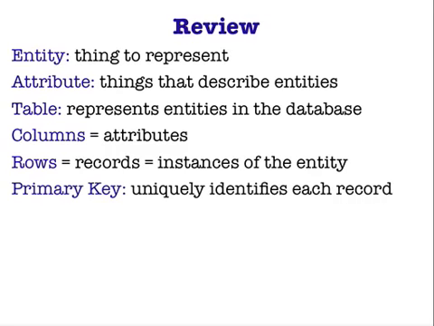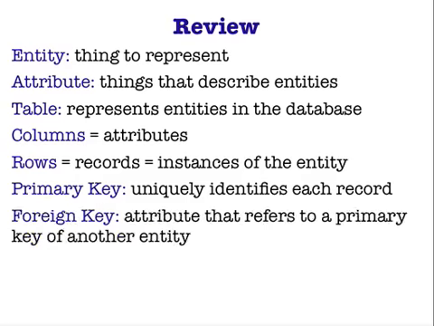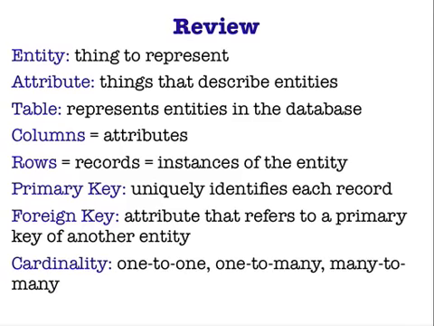A primary key is needed to uniquely identify each row of a table, and a foreign key is an attribute of one entity that refers to a primary key of another entity. Finally, the cardinality of a relationship may be 1 to 1, 1 to many, or many to many.